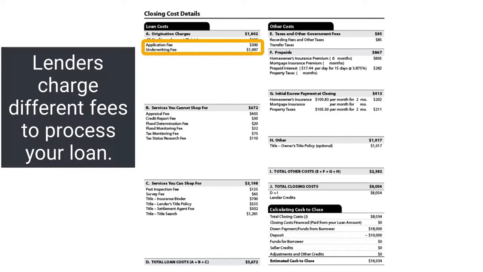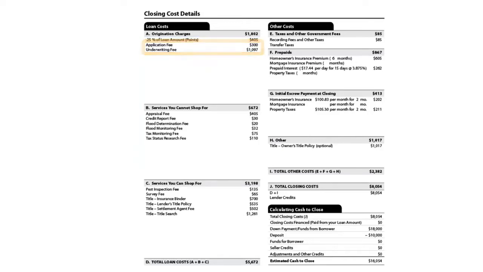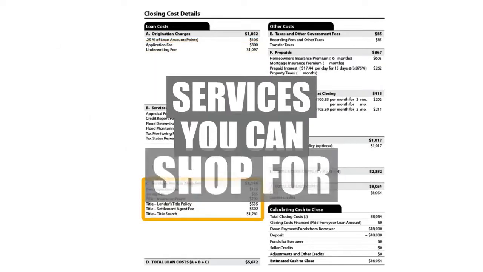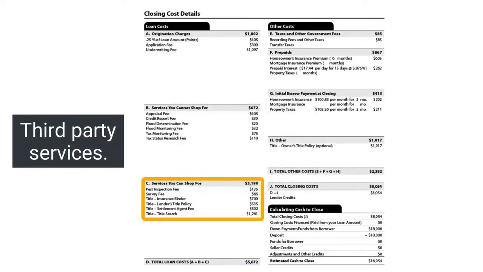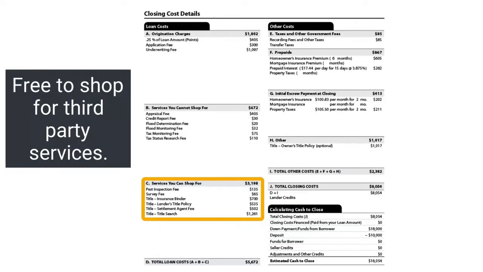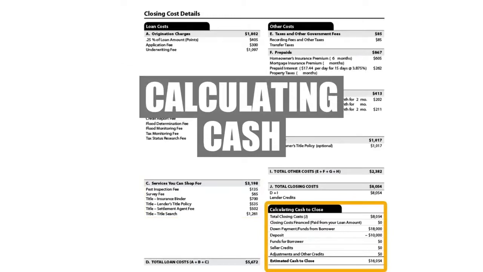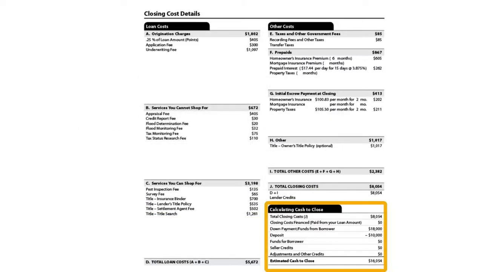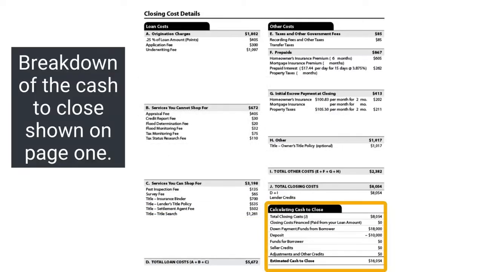Lenders all charge different fees to process your loan, so you'll want to look at that. Services you can shop for. These are third-party services. They're not set by your lender, but you're free to shop for third-party providers. Calculating cash to close. This box shows you a breakdown of the cash to close shown on page 1.